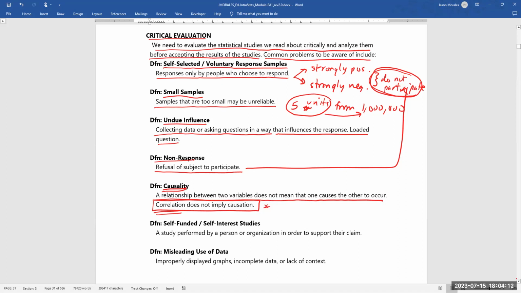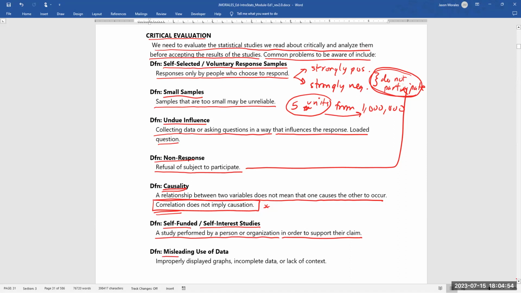Another area of sample bias is in self-funded self-interest studies. So this would be a study performed by a person or organization in order to support their claim. So for example, this would be like a tobacco company funding research, and the results of that research say that smoking is actually healthy for you. So the tobacco company has a vested interest in the results of the research turning out a certain way. So that would be an example of a self-funded or self-interest study.